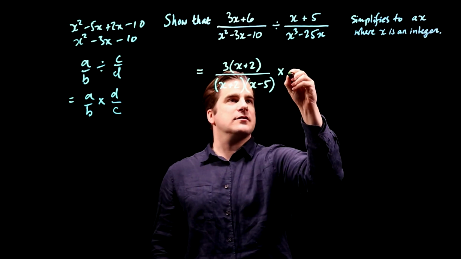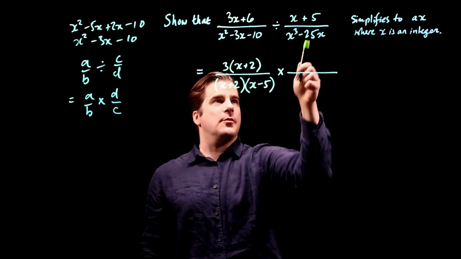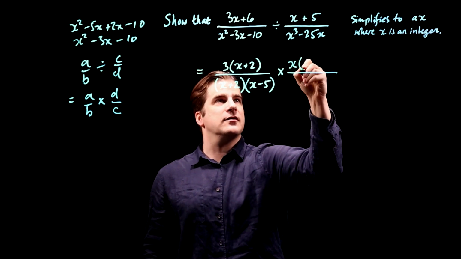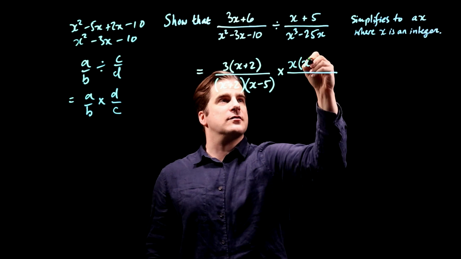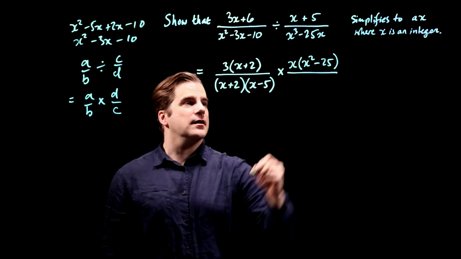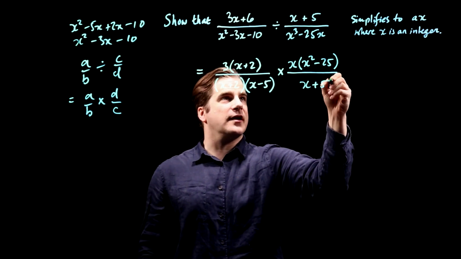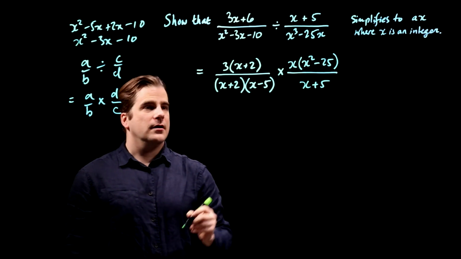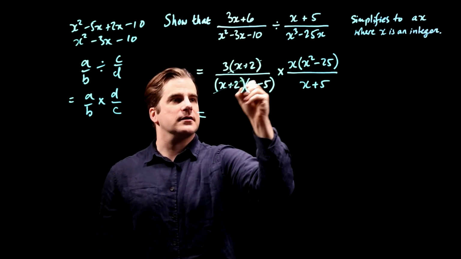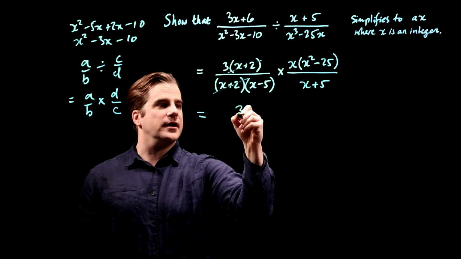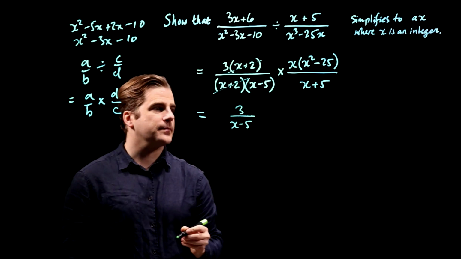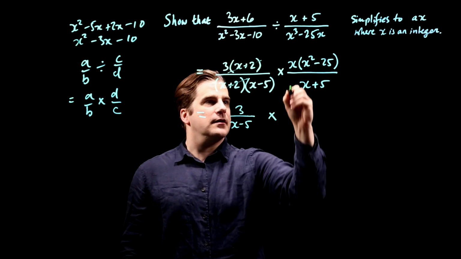So we've got this one on top now, where we can take out a factor of x. X goes into x squared minus 25. And we've still got just x plus 5. Good. So cancel, cancel. We're left with 3 over x minus 5. Don't need the brackets anymore. Times x.